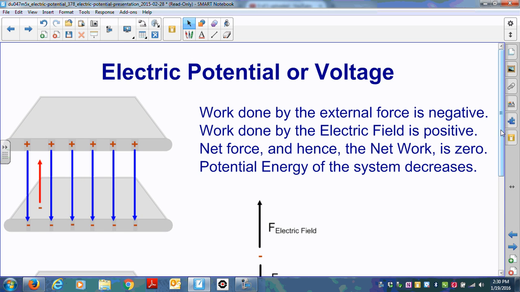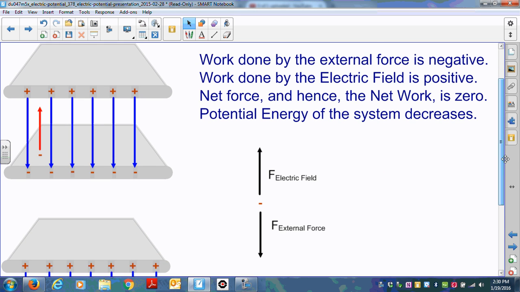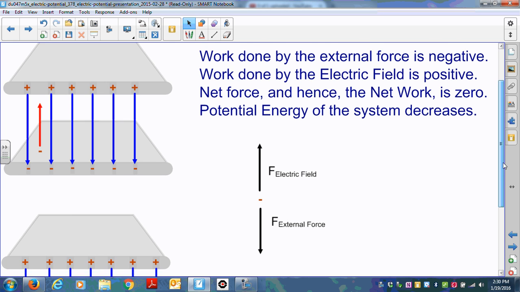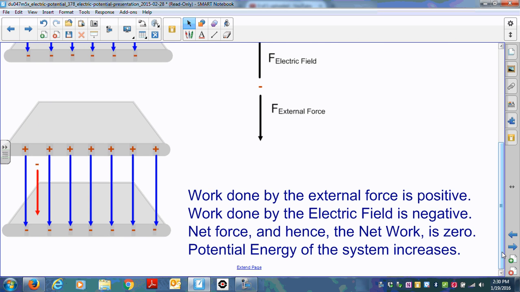Okay, the work done by the external force is negative. Work done by the electric field is positive. The net work and the net force are going to be 0. The potential energy in this case will decrease. In the other example, work done by the external force is positive. Work done by the electric field force is negative. The net force, and hence the net work, is still 0. In this case, though, the potential energy of the system increases.